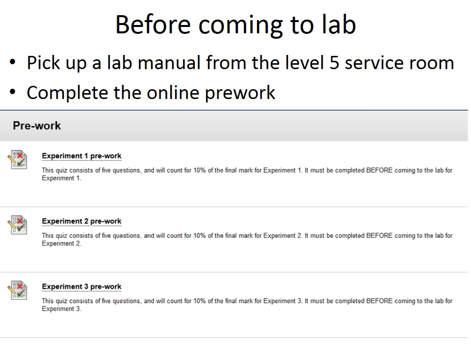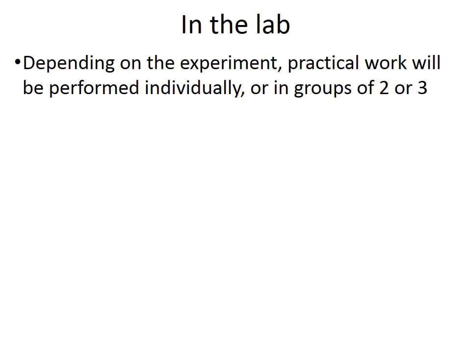Before you come to the lab, you must complete online pre-work for the experiment that you will be doing. This pre-work counts 10% of the experimental mark for that week. The pre-work is very easy. It consists of 5 multiple choice questions, and most of the answers can be found in the lab manual. Most of the experiments in this lab course will be performed individually, but for a couple you will be working in groups of 2 or 3. In addition, for 2 of the labs you will pool your data at the end of the experiment and use this combined data to write your report.